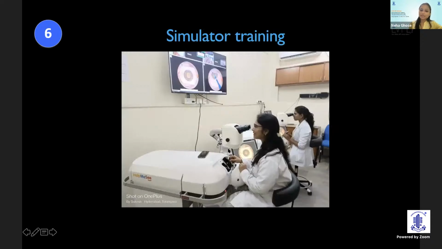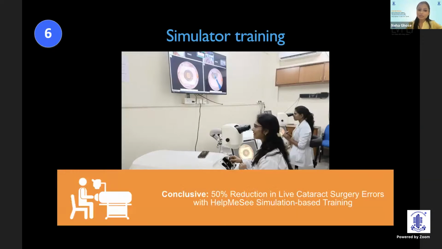Simulator training. Again, we have already discussed simulator training. Help Me See is one of these simulators which is available, and they have published on their website that a 50% reduction in live cataract surgery errors has been found with Help Me See simulation-based training.